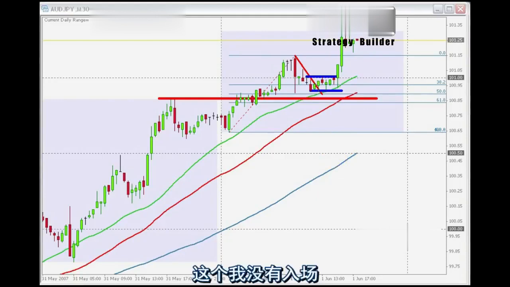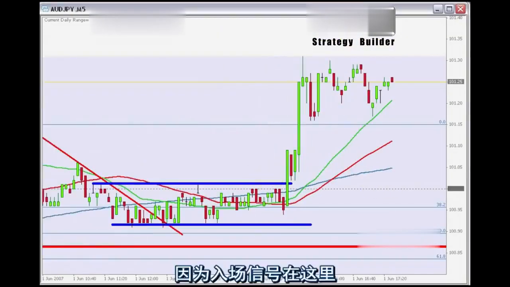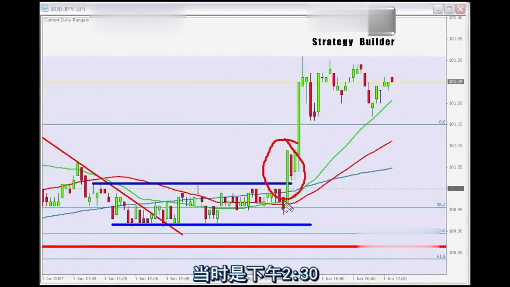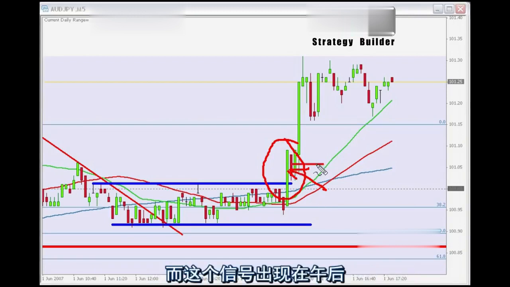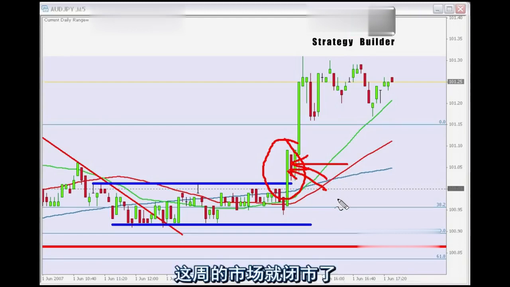I did not take this trade, and once again, I'll tell you why. I did not take this trade because the entry was signaled there, and at this time it was 2:30 p.m. Once again, I don't trade past noon, Euro time, and this signal came way after that time. I just don't like being in the market a few hours before the weekend, when the markets close for the week. I just don't like it, so I did not take this trade.